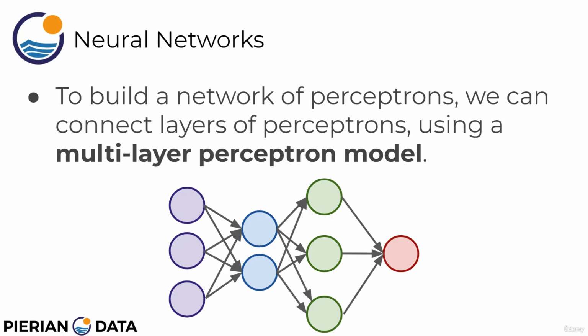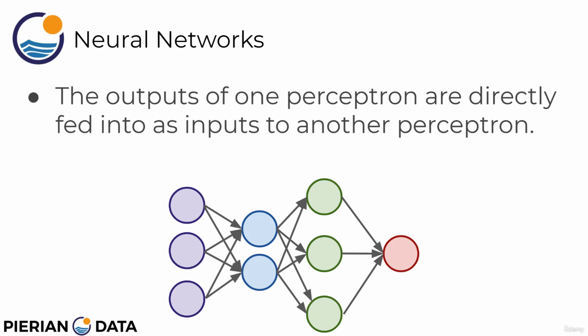We'll learn about different types of layers and different network configurations like recurrent neural networks and convolutional neural networks in future sections of the course. But right now, we're just focused on a feed forward network, that is to say that all the information is going from the input layer all the way to the end, to the output layer. And it's fully connected, which means every neuron in one layer is connected to every neuron in the next layer. So the outputs of one perceptron are then directly fed as inputs to another perceptron.